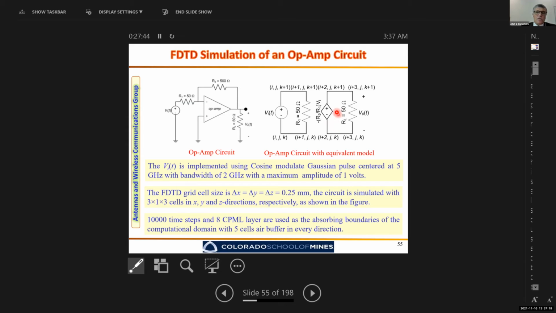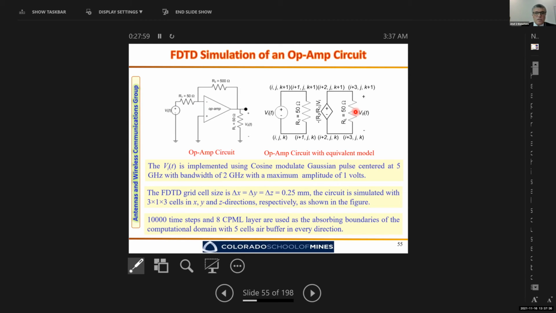We have come up with updating equations for all dependent sources as well. And once we have those equations, if we can translate the amplifier equivalent circuit into a circuit like this, each amplifier has its own equivalent circuit, we can put this equivalent circuit into the finite difference time domain grid, and we can do a solution.